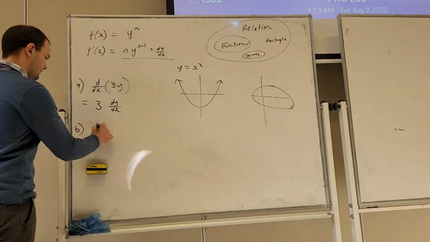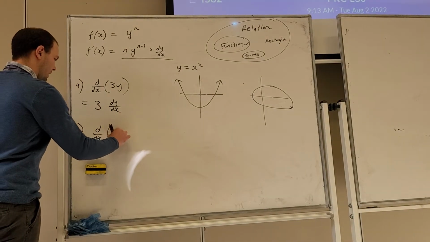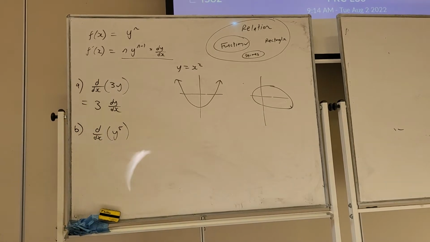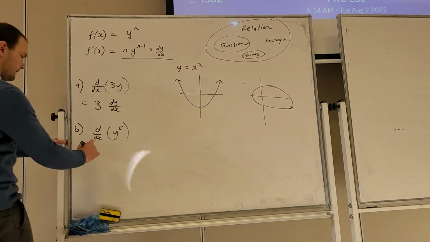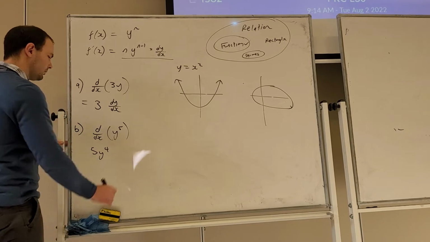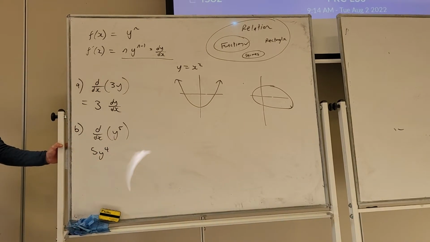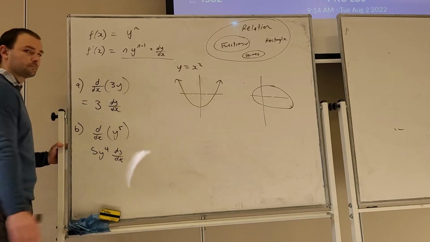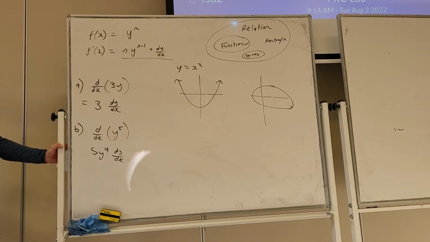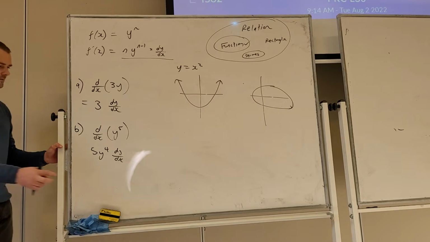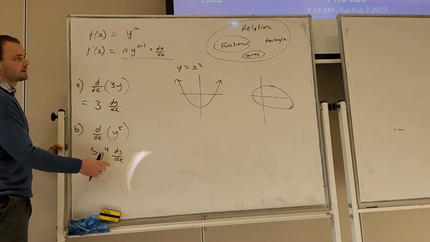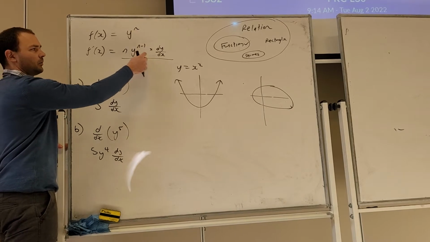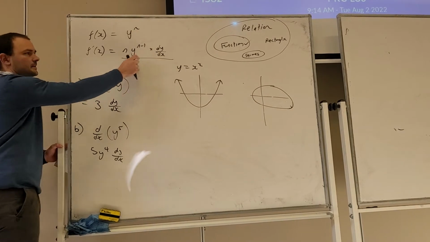We have d on dx of y to the power of 5. It's going to be 5y to the 4th, that's just our power rule for differentiation, times dy on dx. Anytime you differentiate y, you have to add at the end of it dy on dx. That's what this is saying. If we have y to the n, we differentiate it, we have to have dy on dx.